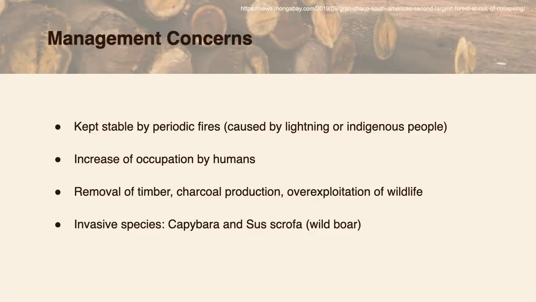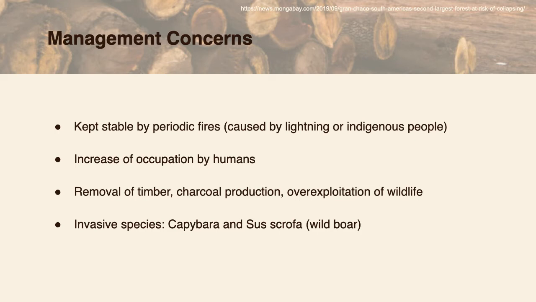The original landscape of the Chaco was mostly parkland and patches of hardwoods and grasslands, which were kept stable by periodic fires, usually caused by lightning or indigenous people. However, fire intensity and frequency declined after colonization by Europeans, resulting in the withdrawal of indigenous people and a reduction of fuel due to overgrazing by introduced domestic cattle.